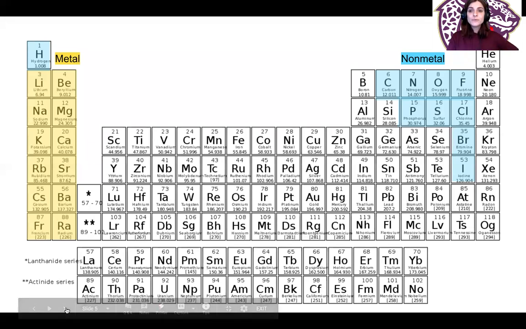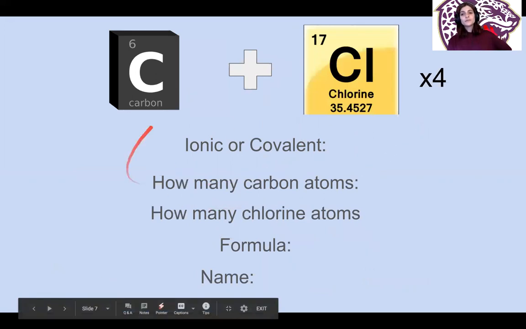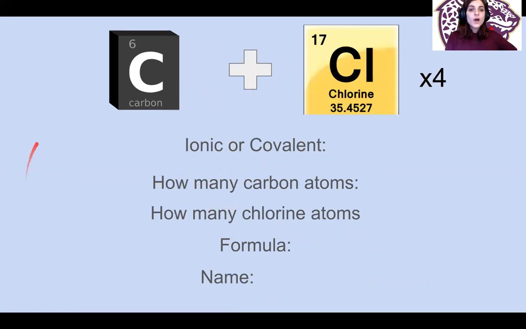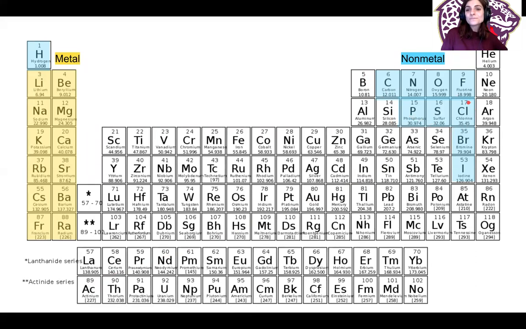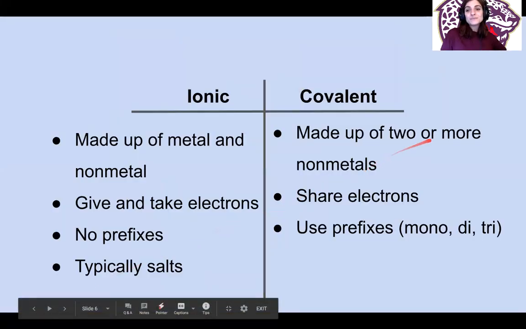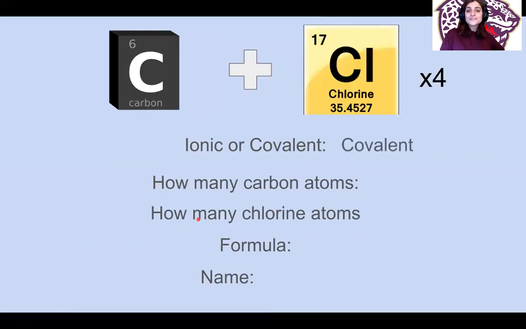We've got our periodic table. We've got our chart. Now here we have another example. All right, carbon and 4 chlorines. I added the ×4, so that way you know there are 4 of them. Ionic or covalent? Well, let's go on back to our periodic table. Carbon, chlorine. Both of them are non-metals. So if it's made up of 2 or more non-metals, that's a covalent compound.